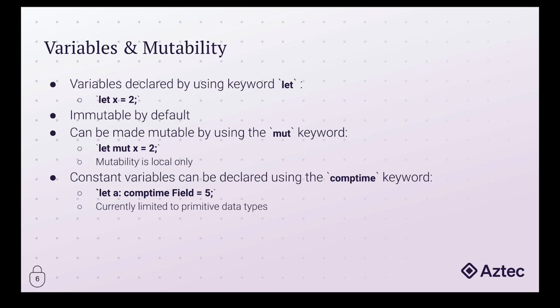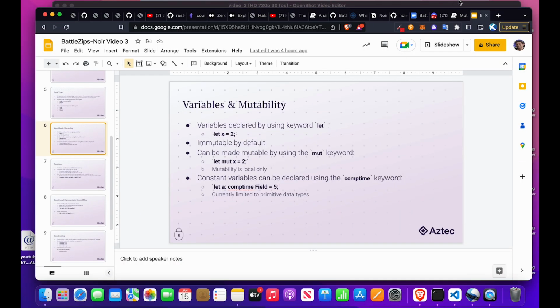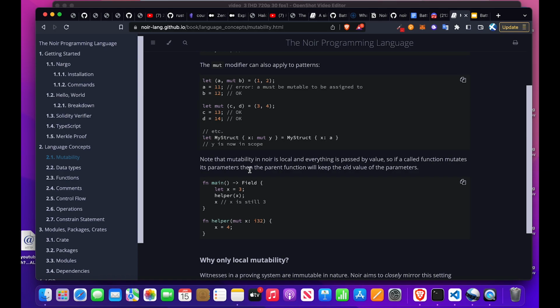So moving on to variables and mutability. Variables are declared in Noir using the let keyword. So if we want to create a variable called x, we would say let x. We're assigning it a value of 2, so let x equals 2, the correct syntax. Variables are immutable by default, and the way we specify mutability is using the mut keyword and putting it after let. And it's worth mentioning that mutability is local only. So if we have this example here in the Noir Gitbook, we specify a variable x is assigned to 3, and then pass it to a helper function where the input's mutable. The variable reassignment is only going to be valid in the helper function. Outside of helper, x will still have a value of 3.